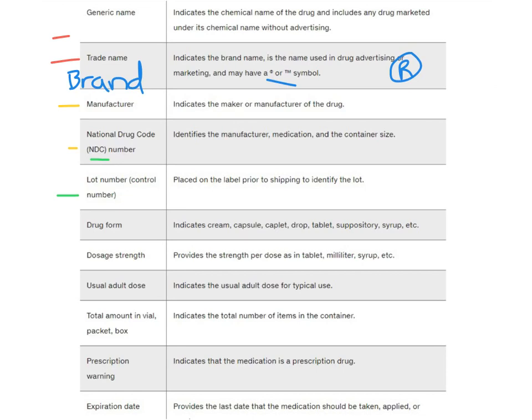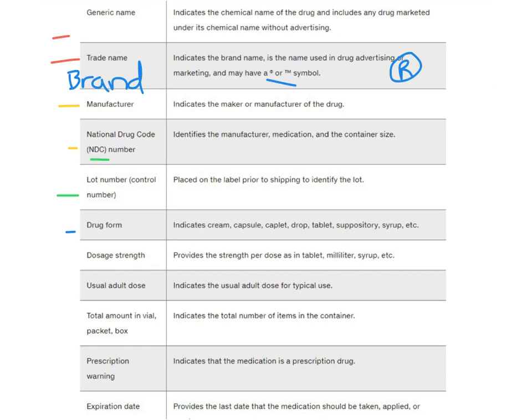The drug form that you're seeing there, the drug form is exactly what that implies. It wants to know the name or the form of that medication. So what type is it? Is it a cream, a capsule, a caplet, a drop, a tablet, a suppository, a syrup? There's all kinds of different forms and ways that we take medications. And so oftentimes on the label you will see the form that medication is packaged in.